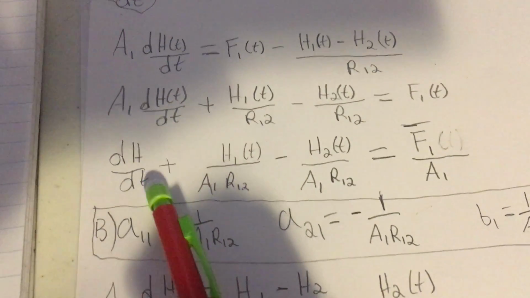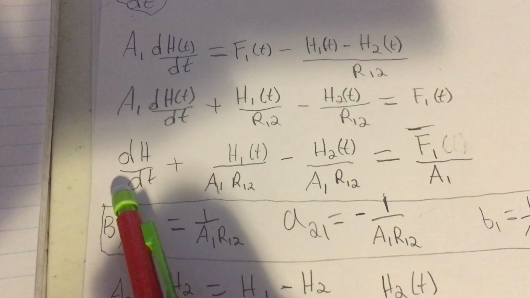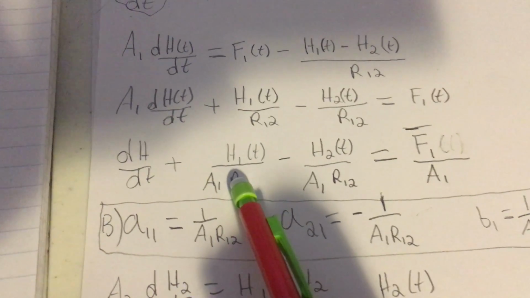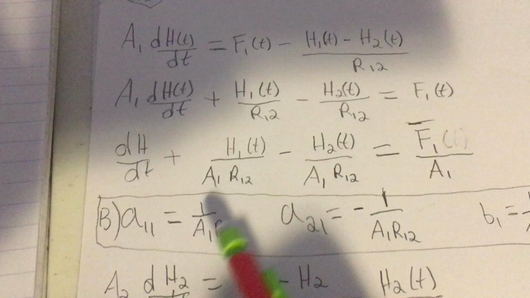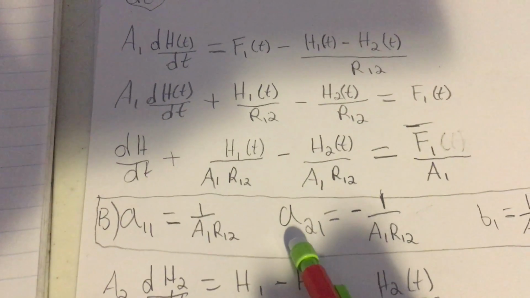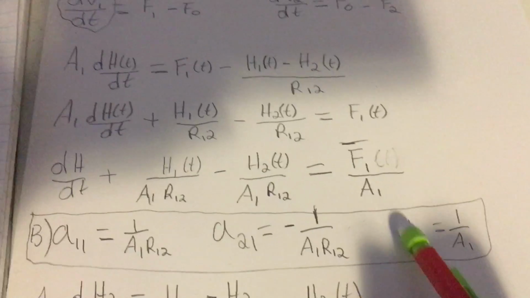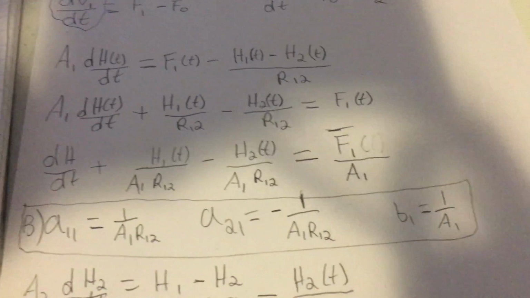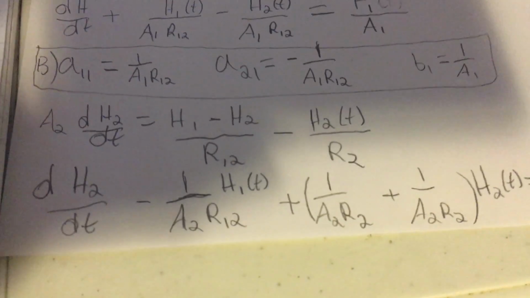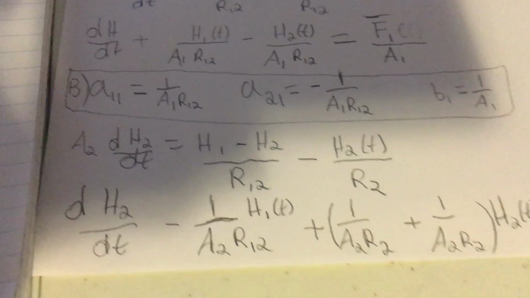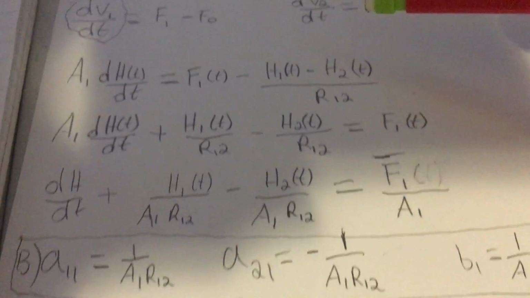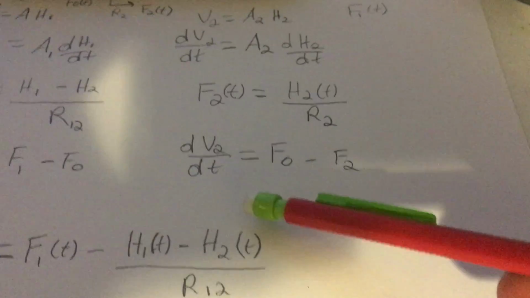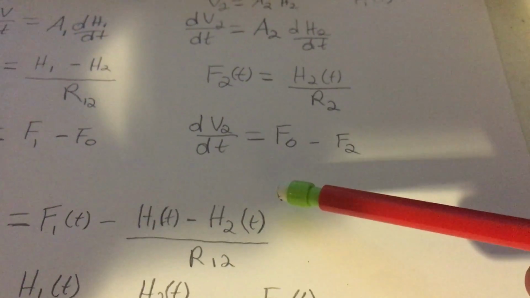So from this right here, knowing that this is 0, this right here is your A11. This right here is your A21. And then this is your B1. So you have now step B figured out. Do the same for the second equation, for how the change in volume of tank 2, which is up here, is related to the flow in.